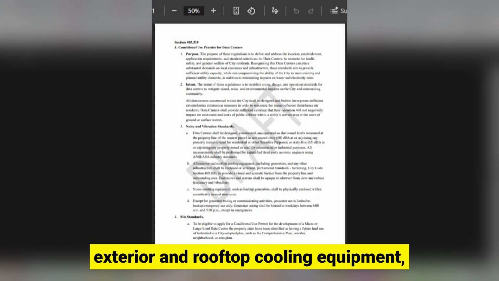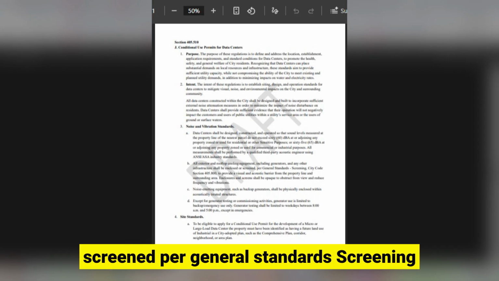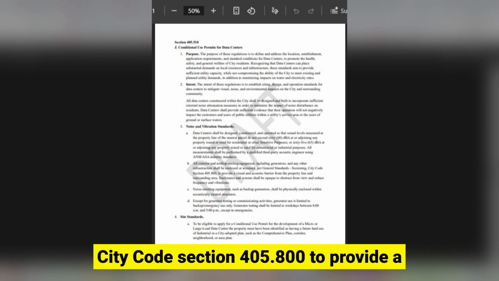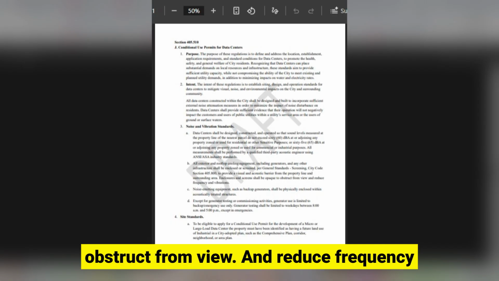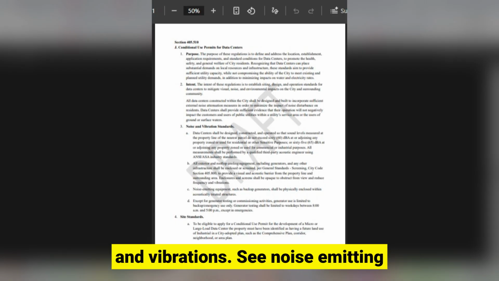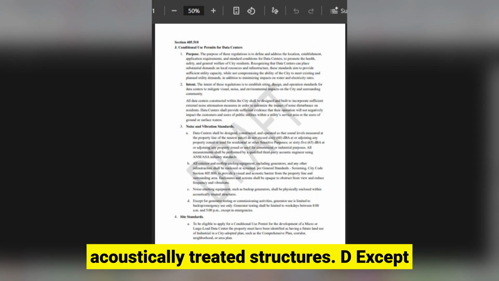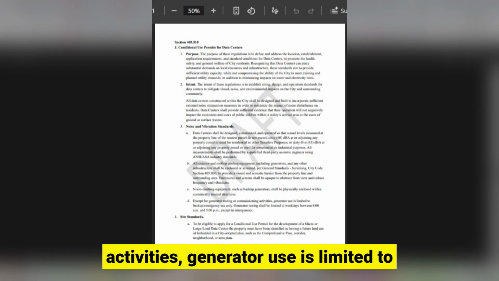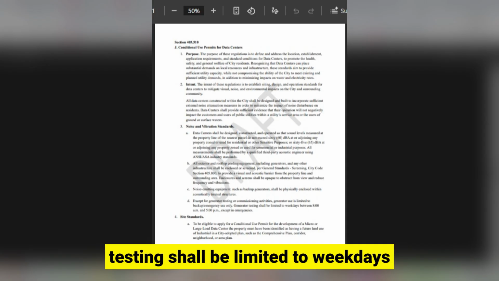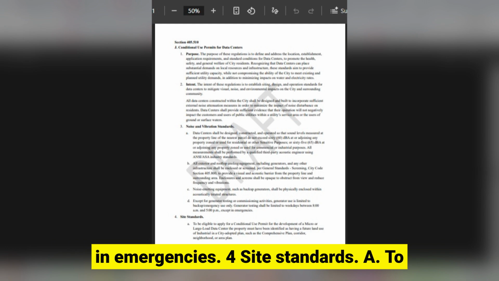B. All exterior and rooftop cooling equipment, including generators and any other infrastructure, shall be enclosed or screened, per general standards, screening, City Code Section 405.800, to provide a visual and acoustic barrier from the property line and surrounding area. Enclosures and screens shall be opaque to obstruct from view and reduce frequency and vibrations. C. Noise-emitting equipment, such as backup generators, shall be physically enclosed within acoustically treated structures. D. Except for generator testing or commissioning activities, generator use is limited to backup/emergency use only. Generator testing shall be limited to weekdays between 8 a.m. and 5 p.m., except in emergencies.